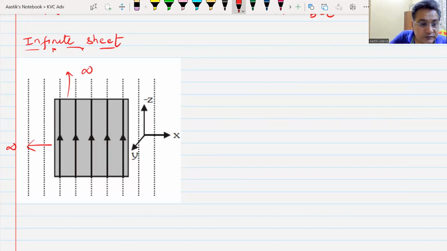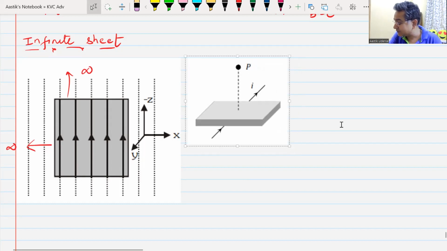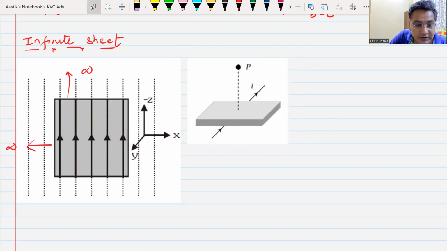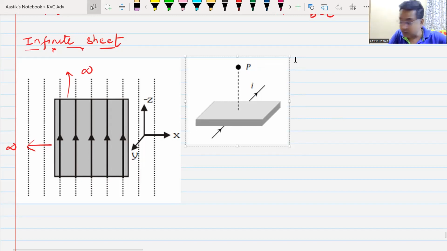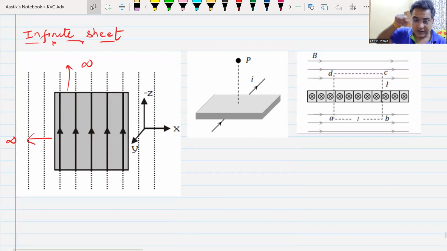Now, this sheet, if I show you a different view, you can draw this sheet like this. Do we understand this? Yes, sir. Now, if I show you another view, I can show you the side view of the sheet, and the side view of the sheet would look like this. What I have drawn here is that the sheet carries current in this direction. Do you understand this?